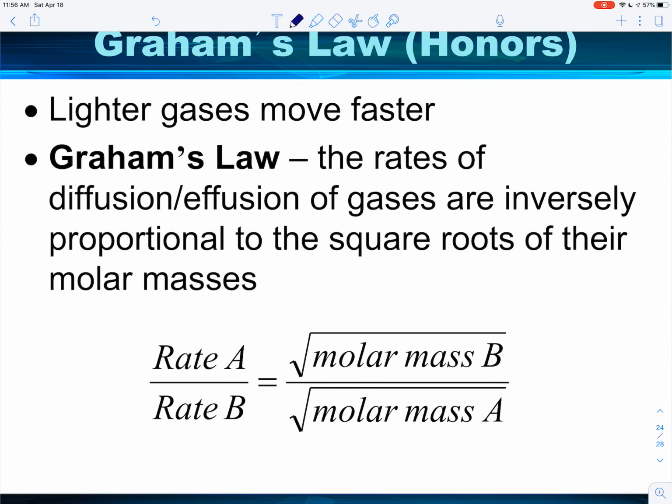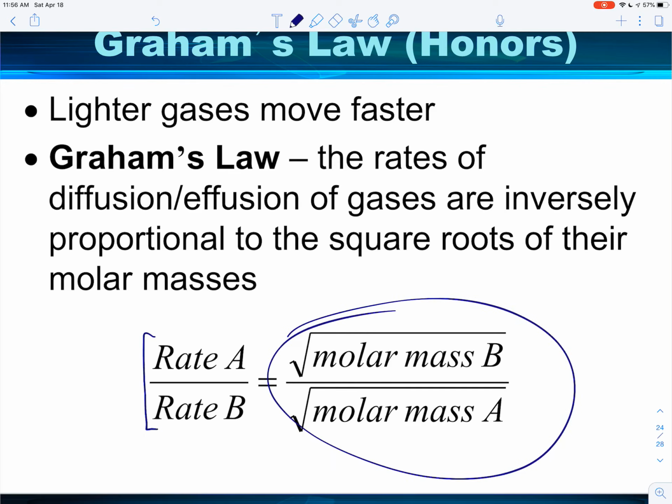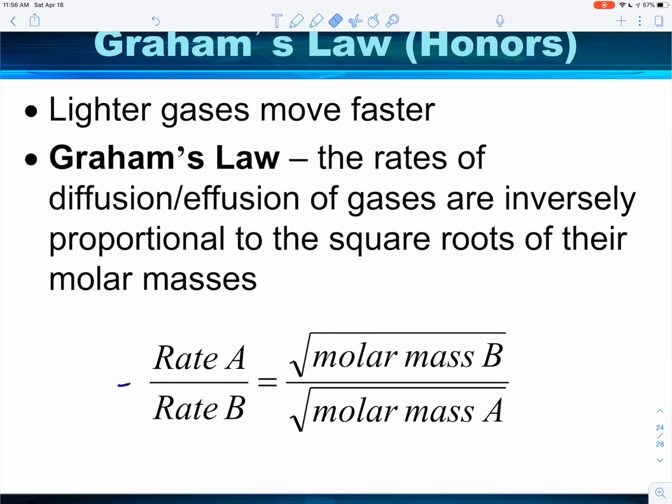So the last thing we have to talk about here is that there is a mathematical equation for this, which is called Graham's law, and essentially it will give you a ratio of rates. So the way to interpret that is if you were to plug in these numbers, which we'll go over in a second, and get 2, you would say A effuses twice as fast as B. So if you have a number over here that's greater than 1, that means that A is the thing that's effusing faster.